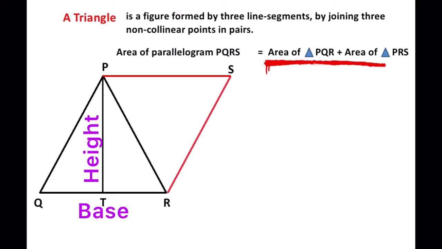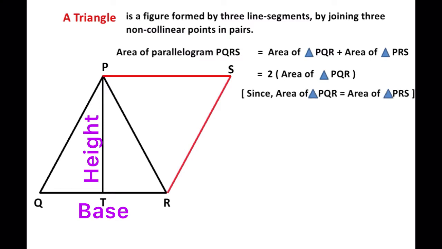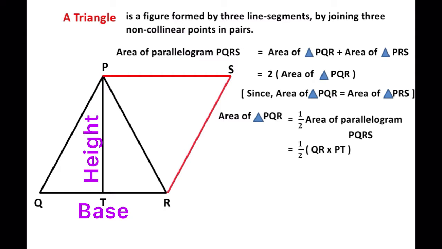So, area of triangle PQR plus area of triangle PRS can be written as twice the area of triangle PQR, since the area of triangle PQR is equal to the area of triangle PRS. So, if the area of parallelogram PQRS is twice the area of triangle PQR, that means the area of triangle PQR is half the area of parallelogram PQRS, which is equal to half QR multiplied by PT.